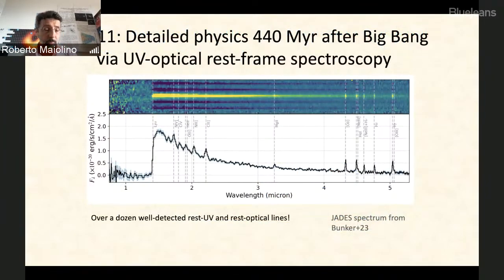I'll conclude by discussing the case of GN-z11, which is actually the most distant of these AGNs, at about 440 million years after the Big Bang. And this, as illustrated by others, has a fantastic spectrum with a lot of nebular emission lines detected, which allow us to do detailed physics at such early epochs.